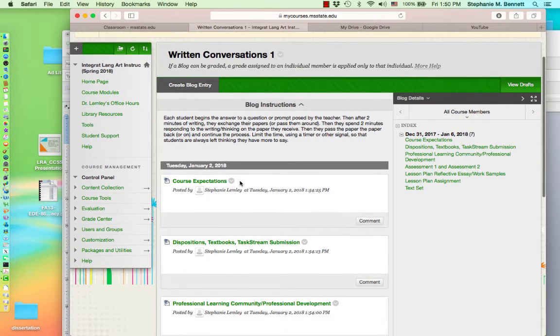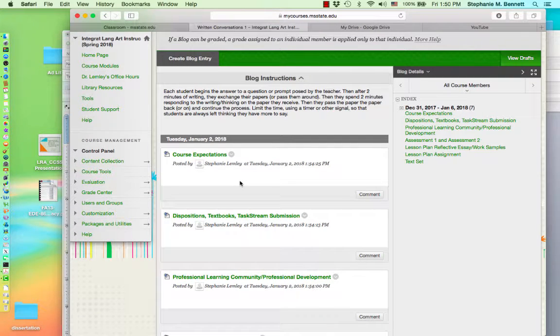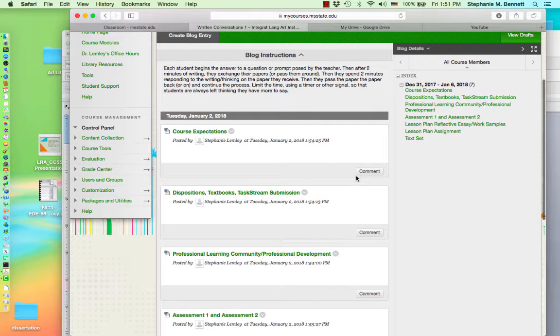the first thing I'm going to do is look at the topics that the teacher wants me to respond to for this written conversation. I'm then going to read the comments that my fellow colleagues have already written about each of these particular pieces of information, and then formulate my own response.